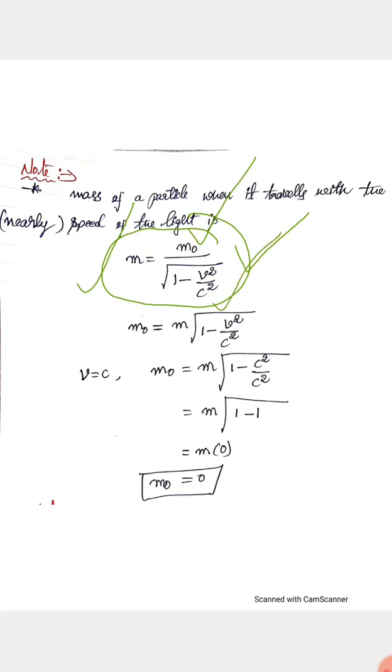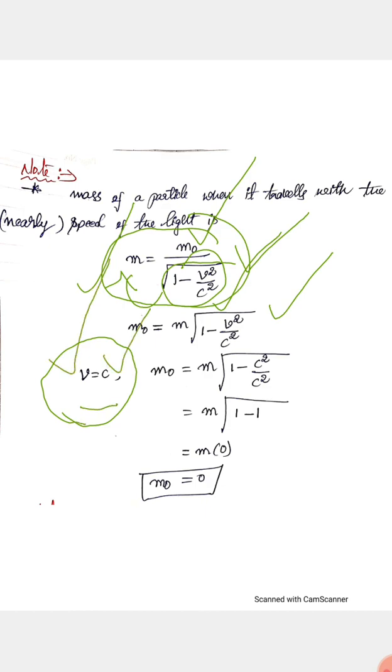From this one, what we have to determine? Rest mass. So that take this denominator term to the LHS. What it will be? M into square root of 1 minus v square divided by c square. M naught is equals to what? M into square root of 1 minus v square by c square. Now the velocity of the photon, that is equals to what? Speed of the light. So that velocity of the photon is equals to speed of the light.